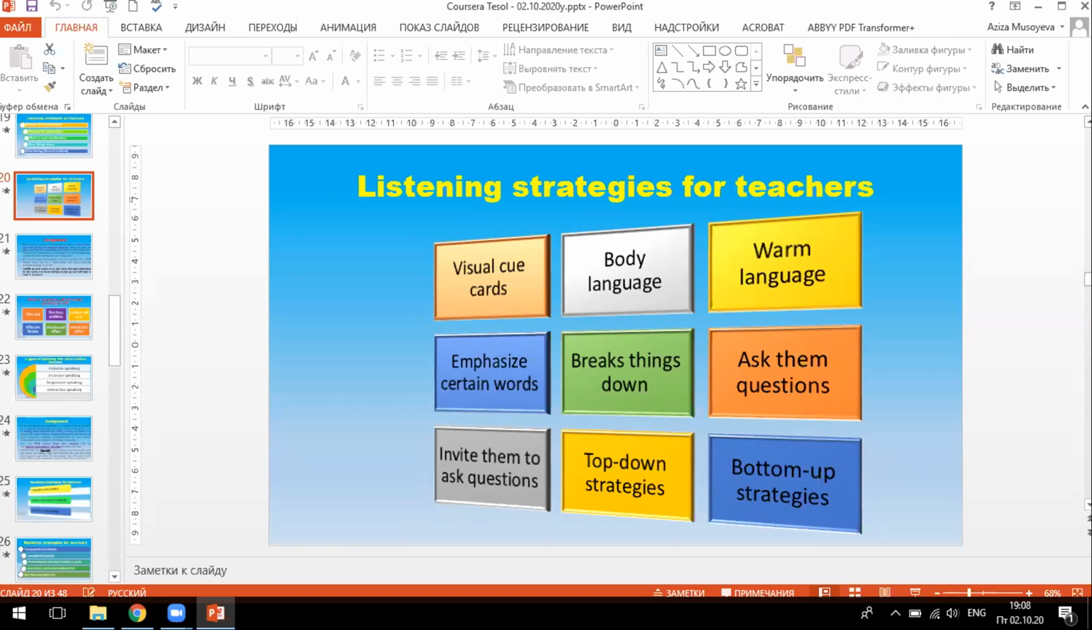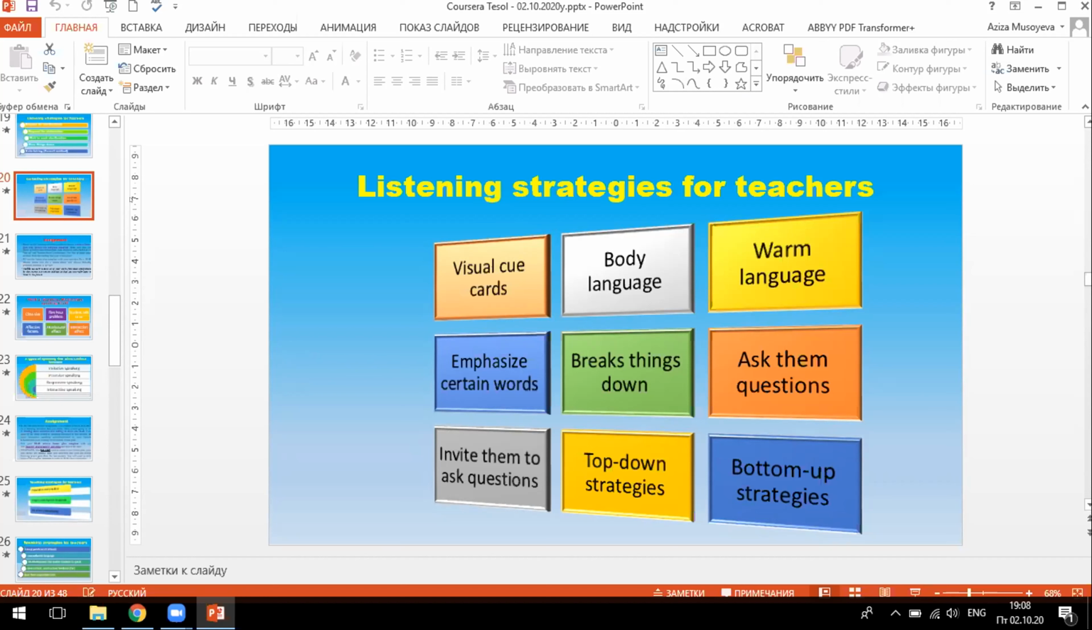And there are top-down strategies and bottom-up strategies in listening. So what do you think about these strategies? Top-down strategies and bottom-up strategies. Have you ever heard about these strategies? Okay, bottom-up strategies, let's talk first about top-down.